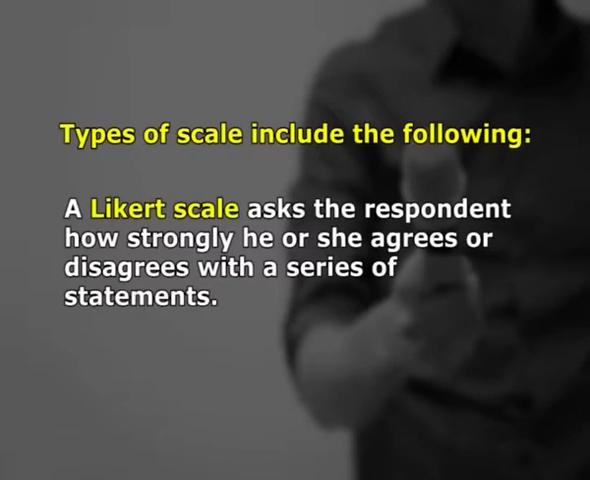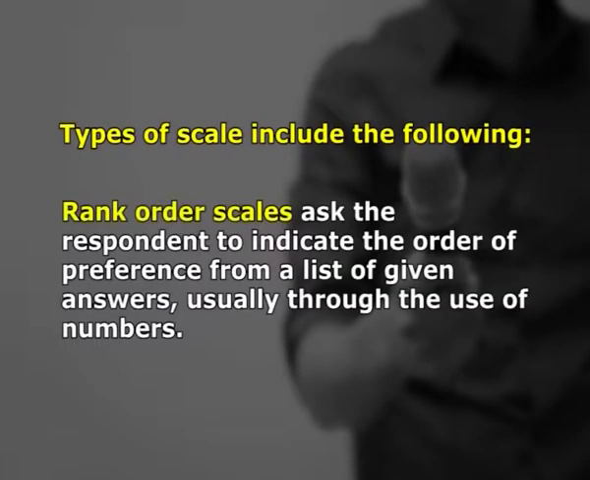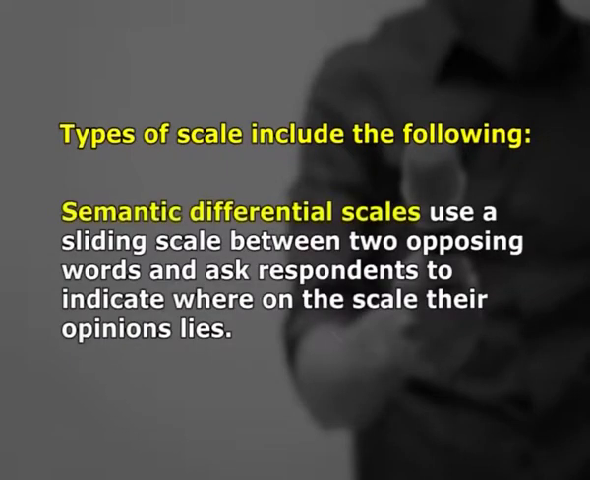A Likert scale asks the respondents how strongly he or she agrees or disagrees with a series of statements. A rank order scale asks the respondent to indicate the order of preference from a list of given answers, usually through the use of numbers. Semantic differential scales use a sliding scale between two opposing words and ask respondents to indicate where on the scale their opinion lies.